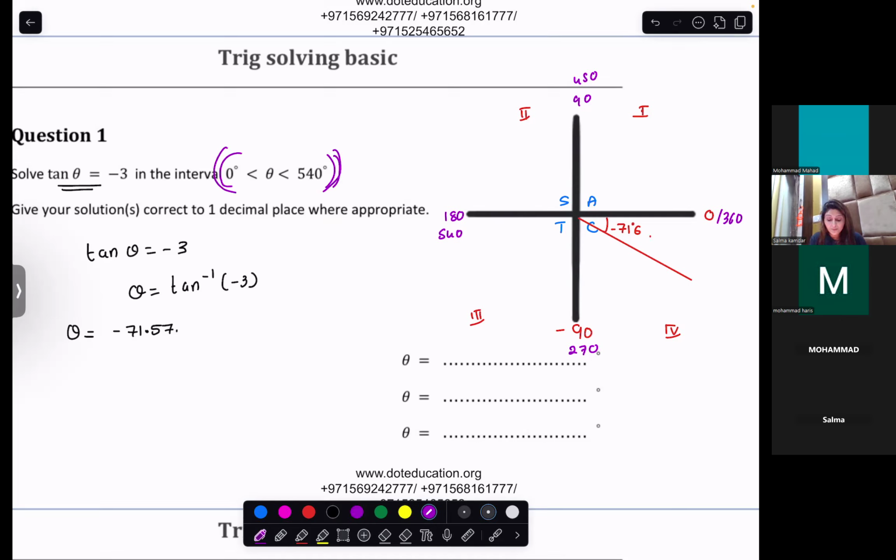Now I want to have all the angles between 0 and 540. After I plot my principal value of 71.57, which is in the anti-clockwise direction, to get all my angles, I will go in the positive direction. Only to plot this, I will use the negative one, anti-clockwise. We are using the CAST to have all the angles between our range. I hope you're with me.